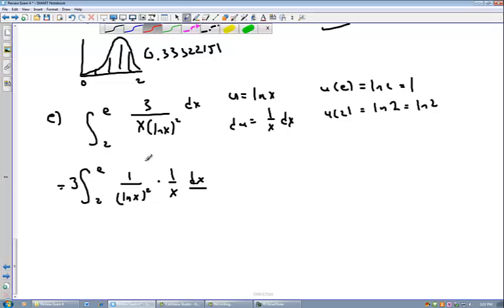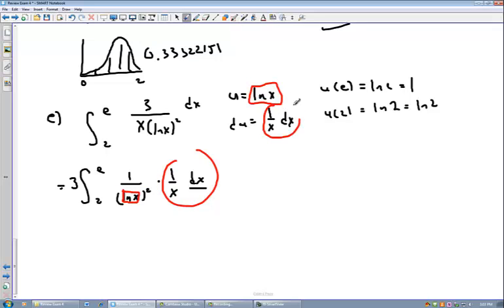So this is my u, so I'll plug that in for u. And then this is my du. That's my du. And so let's plug in. This is going to be equal to 3. I have new limits of integration, ln of 2, and the upper limit is 1. 1 over u squared du. So there's du, there's u.